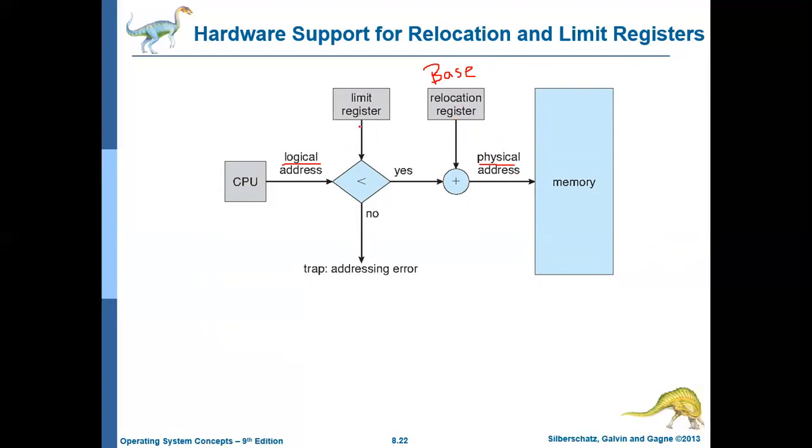Suppose the logical address generated by the CPU is not less than the content of the limit register, that is, if it is greater than or equal to the content of the limit register, then it will create an error, which is a trap, a hardware interrupt.